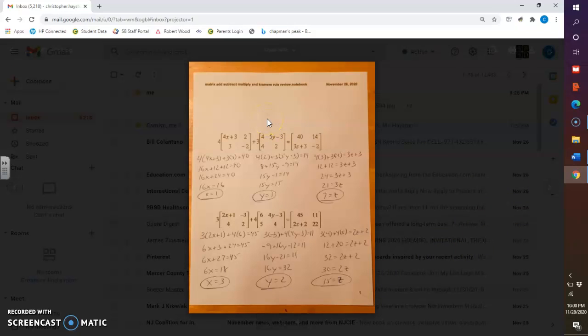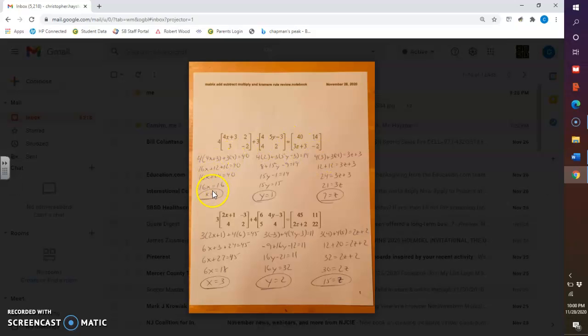When we're solving for variables, we're distributing the number outside the matrix C, and we're still adding the consistent spots. 4 times 4x plus 3 plus 3 times 4 equals 40. 4 times 2 plus 3 times 5y minus 3 equals 14. 4 times 3 plus 3 times 4 equals 3z plus 3.